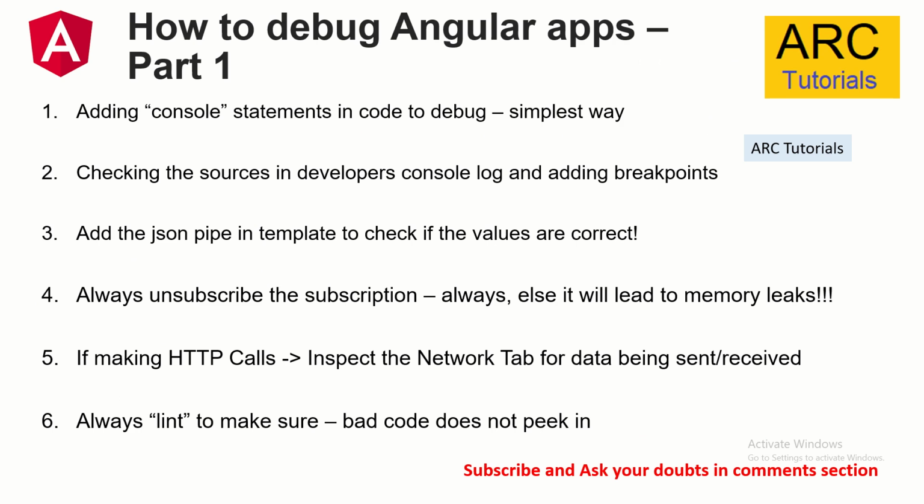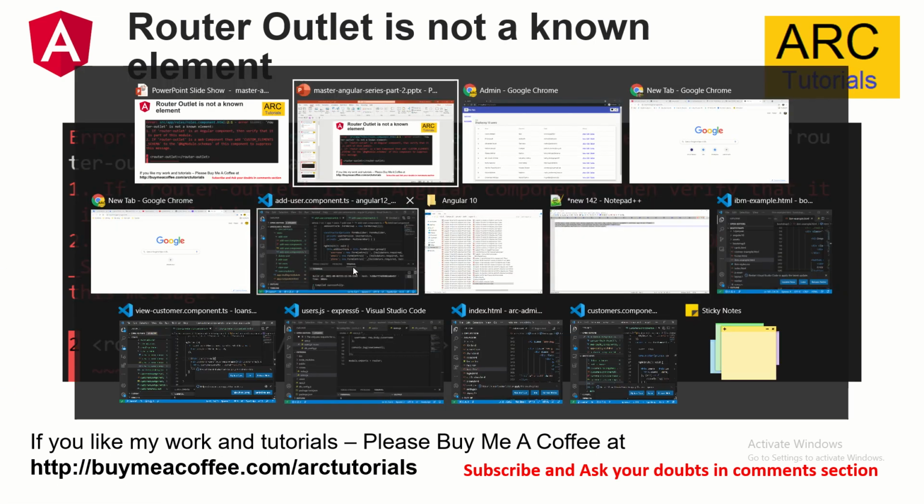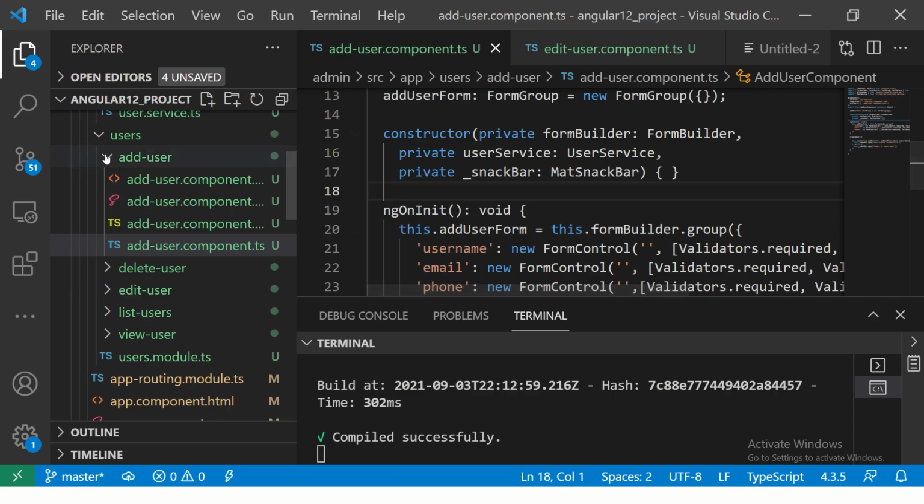Alright, so this is part one where I have shown you all these details of how to debug Angular applications. You really loved it. Now this is the second part. Today we are going to start seeing all the errors. Okay, so let's see that. So the first common error that you see is router outlet is not a known element, right? So you would see some error like this I have on your screen which says router outlet is not a known element. So why does this happen? This happens when you have not included router module in your ng module, right? So let me go ahead and create that error for you in real time and show you how this works.